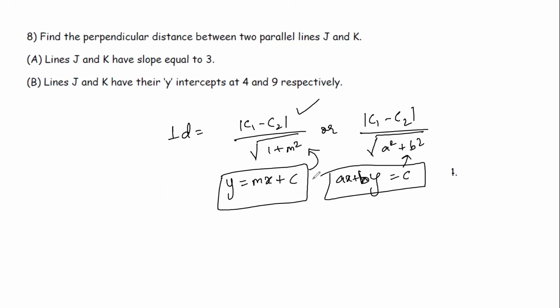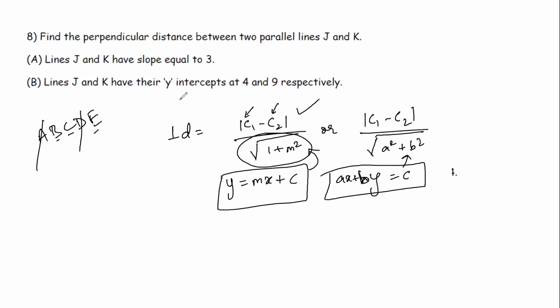So find the perpendicular distance between two parallel lines J and K. First I'll show you this method using the formula. Lines J and K have slopes equal to 3. So with slope equal to 3, we don't know the y-intercepts, right? We just know that the lines are parallel, which is already given in the question stem. And we now know that the slope is 3. So it just gives us the denominator value. It doesn't tell us the C1, C2 value, correct? So A is out, so it's B, C, or E.